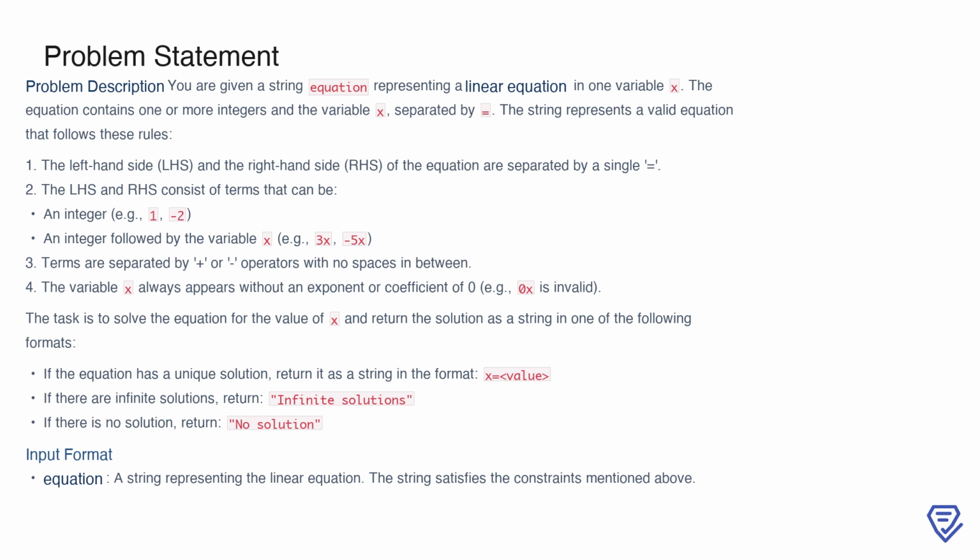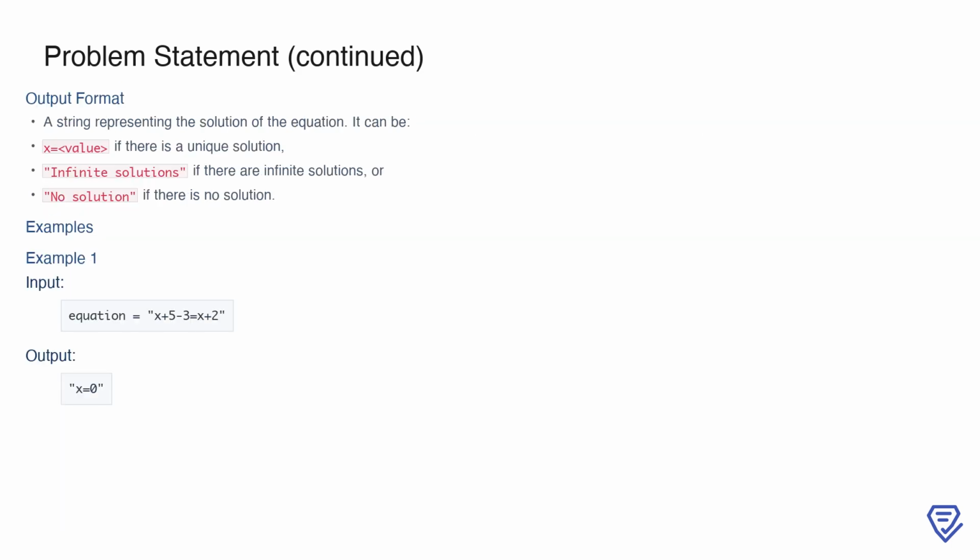Our job is to solve this equation, finding the value of x, and return the result in one of three formats. If there is a single solution, we return it as x equals value. If there are infinitely many solutions, we return the string infinite solutions. And if no solution exists, we return no solution. The output for this problem is a string representing the solution to the equation. If the equation has a unique solution, we return the value of x in the format x equals value. If there are infinitely many solutions, we return the string infinite solutions. And if there is no solution, we return the string no solution.